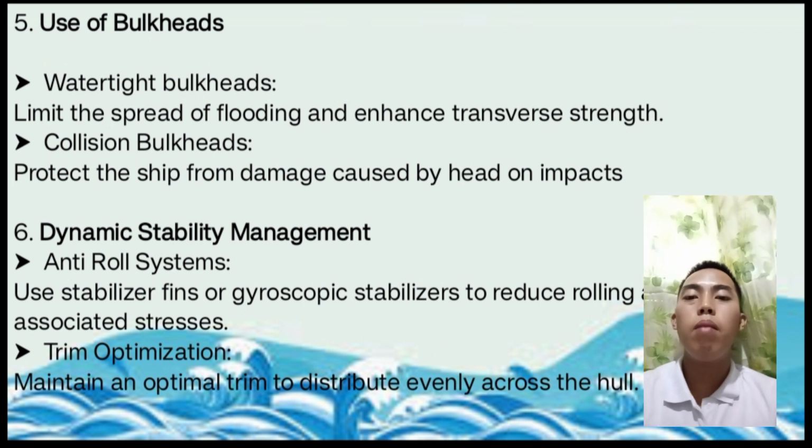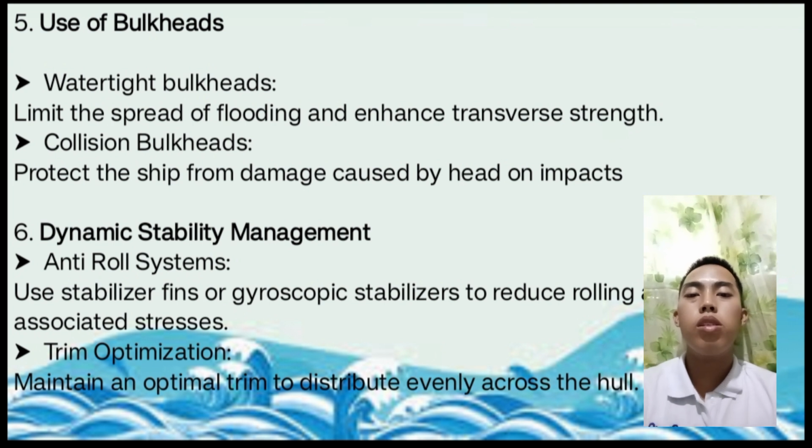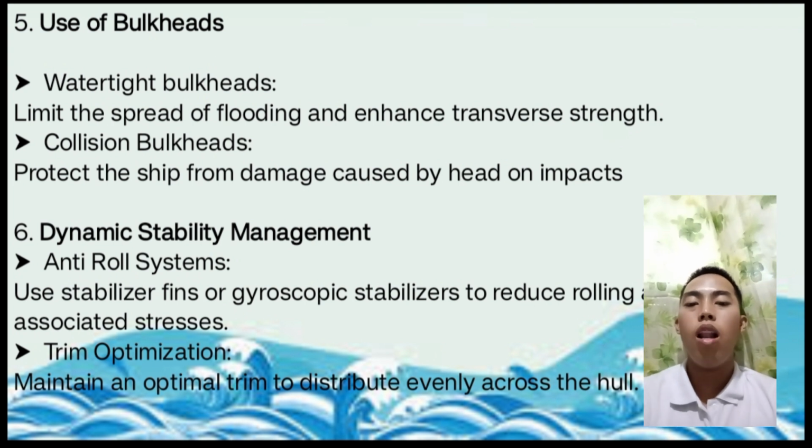So dynamic stability management involves anti-roll system and trim optimization to minimize rolling motion and reduce stress on the ship's structure. Proper trim ensures even weight distribution, leading to better stability and efficient operation. Incorrect trim can cause instability and increase stress on the hull.